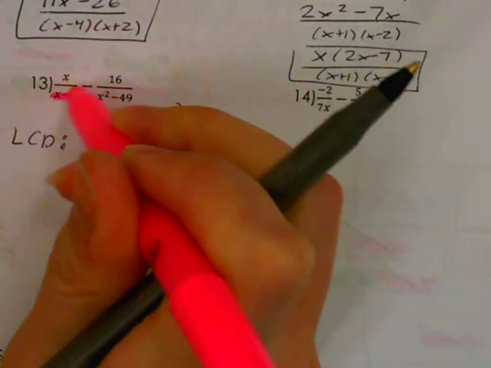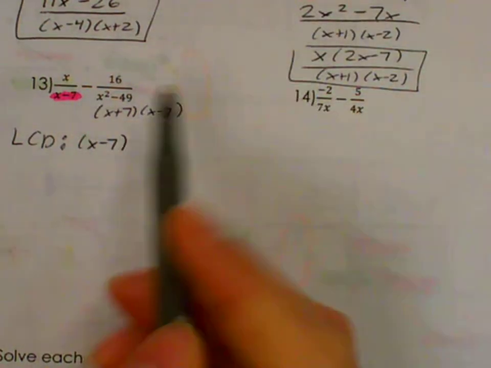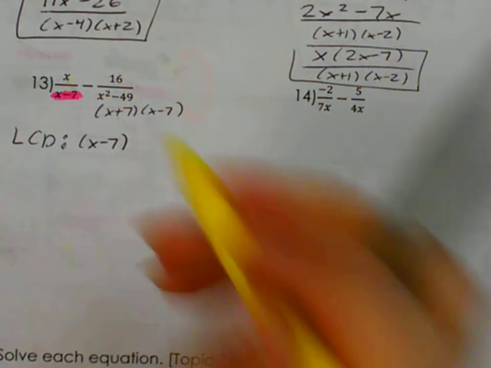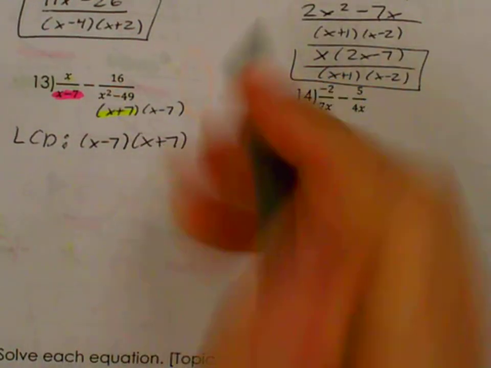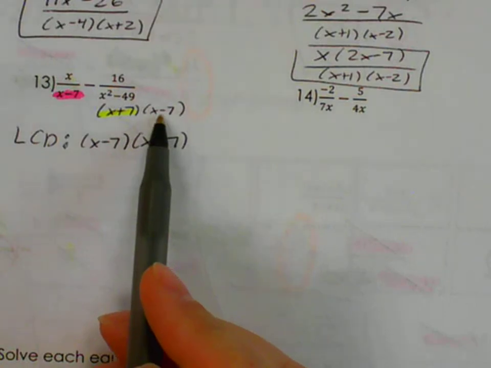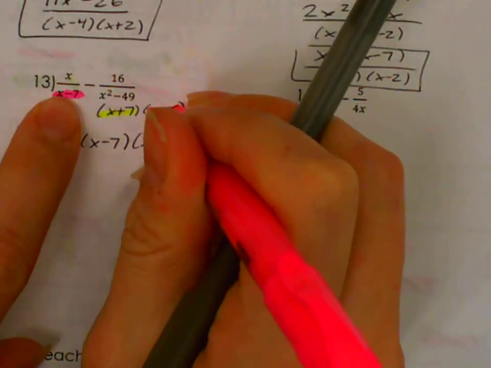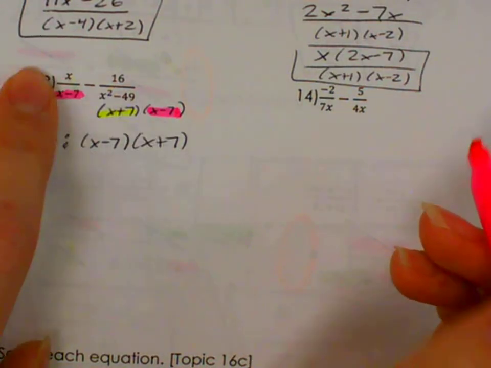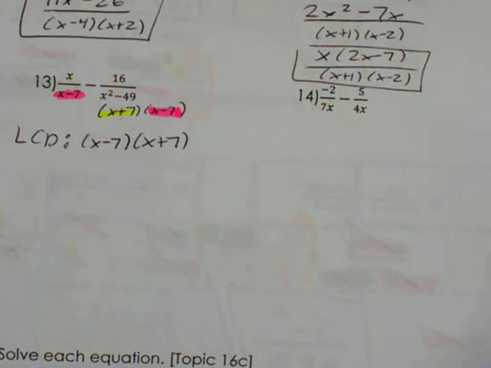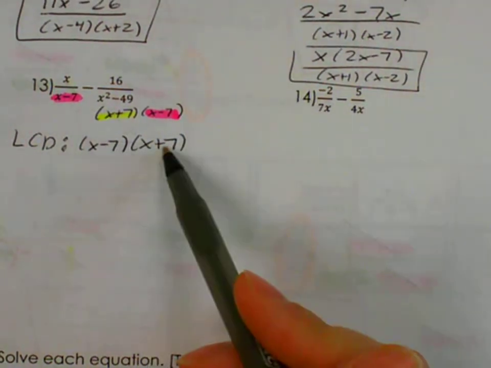All right, over here I've got an x minus 7. I definitely need to include that. Over here I have an x plus 7. Definitely need to include that. But now I have another x minus 7. It's the partner to this one over on this fraction. I don't need to include it. I've already included it. It pairs up with that one. There's one here and one here. It's fair. They each have one. So that's my least common denominator.